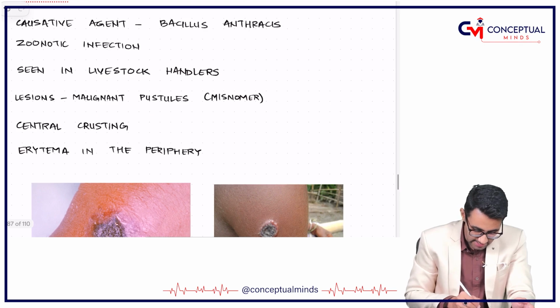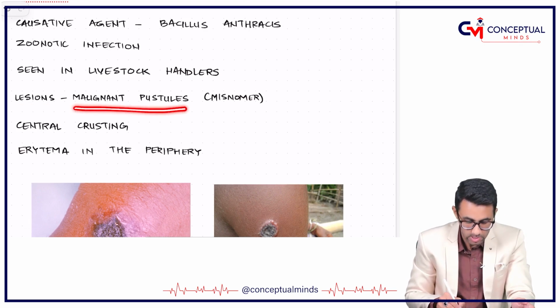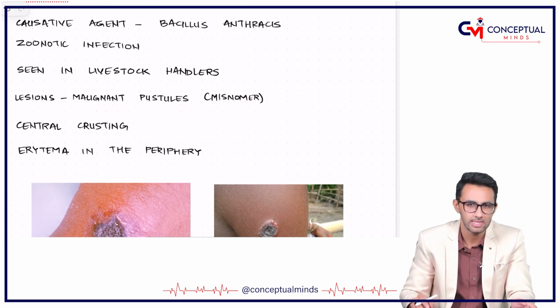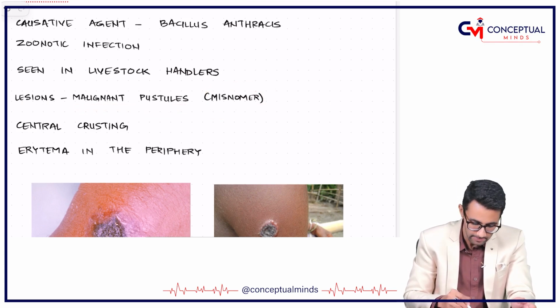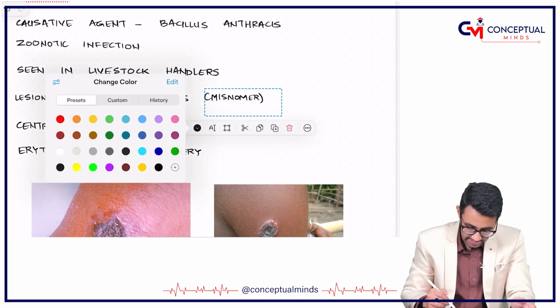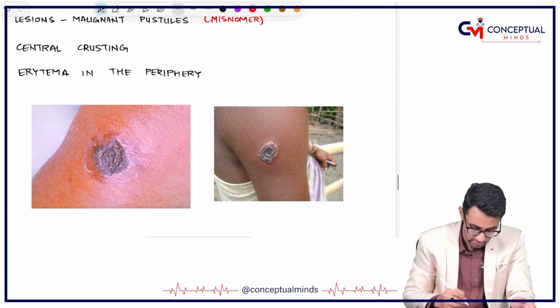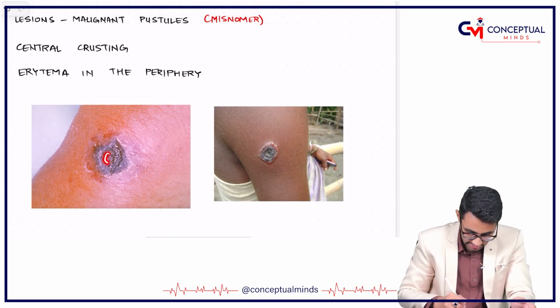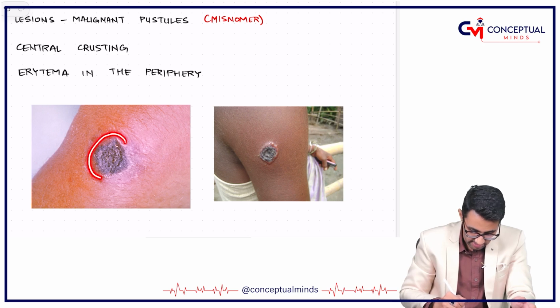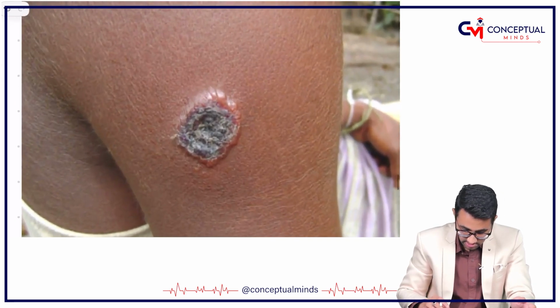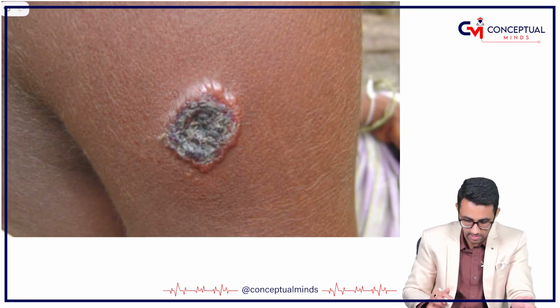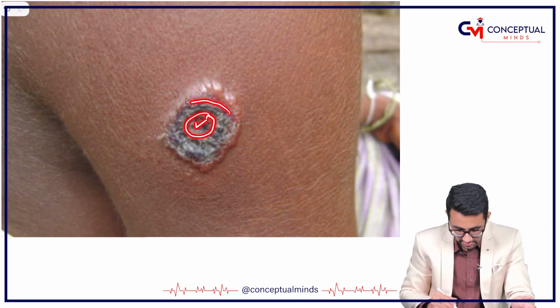The next one is the lesions. We name it malignant pustules, but there is no malignancy about it. It is 100% a misnomer. This is not a malignancy. How would we describe this? We have central crusting in the center and erythema in the periphery. You can see in this one, this is a better image as compared to the first one. Central crusting, periphery erythema.